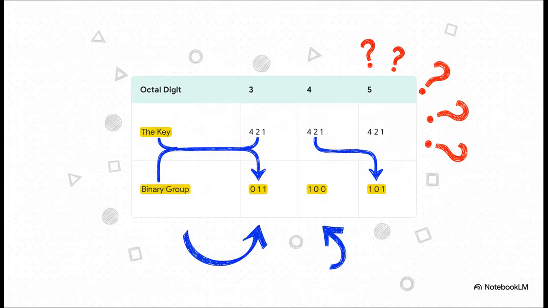And now we can just fly through the rest of the table. For the octal digit 4, how do we make a 4 with our key? Well, we just need the 4. So that's on, off, off, or 1, 0, 0. And for the 5, we need a 4 and a 1. So that's on, off, on, which gives us 1, 0, 1. See? Each digit just maps perfectly.